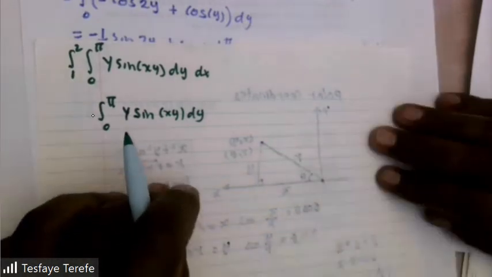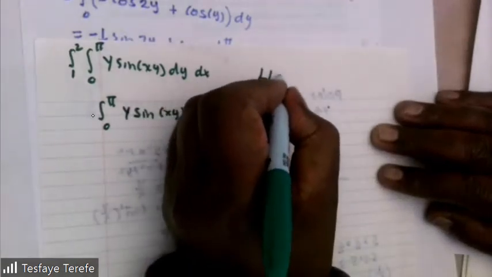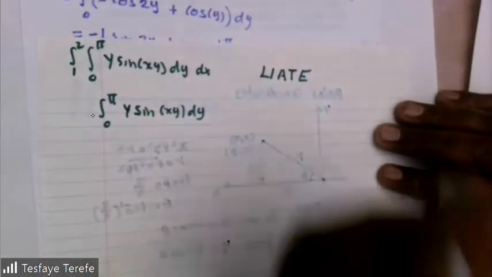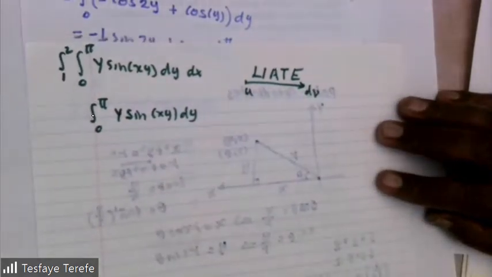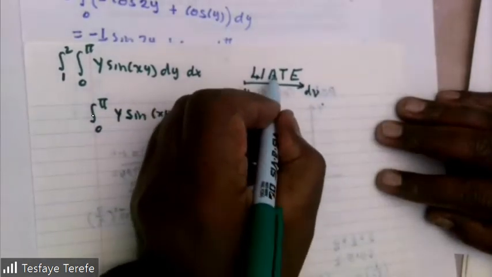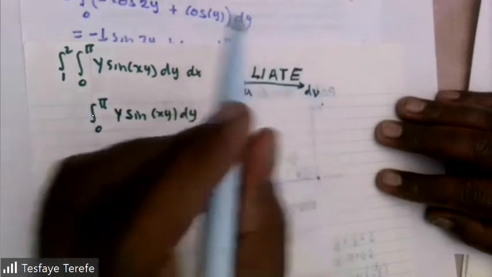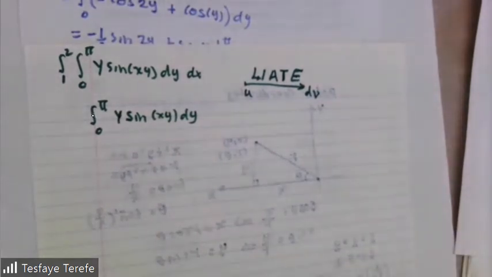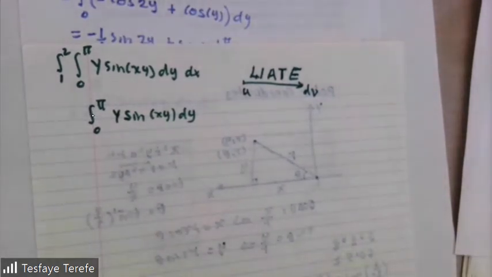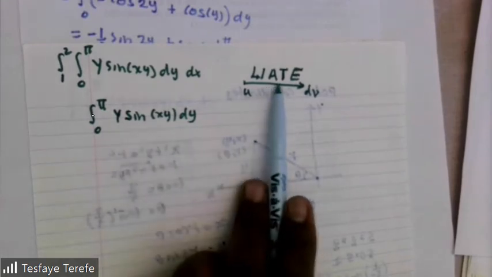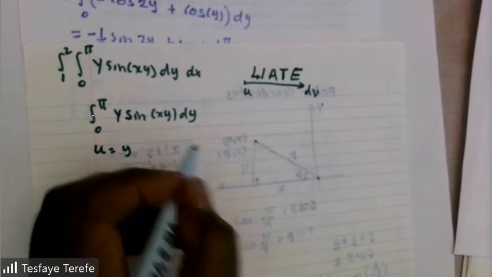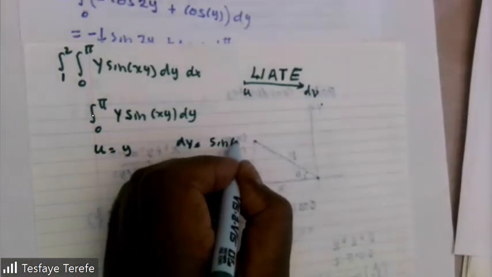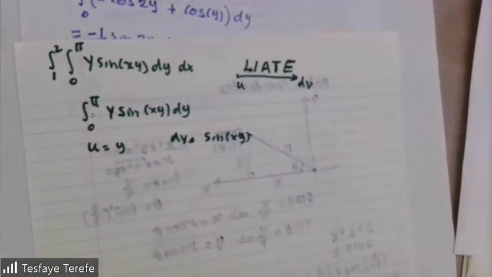And when you are integrating by parts, what will be your choice of u and dv? This is the simplest way: LIATE. Do you remember learning this? Logarithm function, inverse function, algebraic function, trigonometric function, and exponential function, moving from left to right. Your u is the one on the left, and your dv is the one on the right. Here you have y, a polynomial algebraic function, and the trigonometric function is on the right side. Therefore, your u is going to be y, and your dv is going to be sine of xy. Remember doing this, guys?